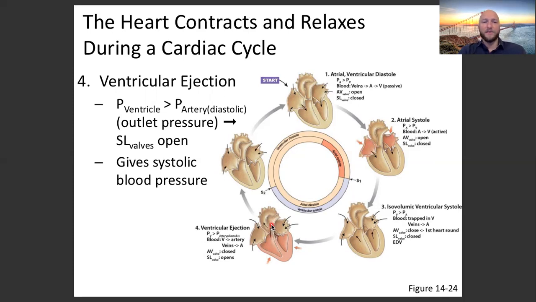The semilunar valve is going to open the moment the pressure in the ventricle is higher than the pressure in the artery. The moment the pressure gradient is favorable for blood to flow the direction we want it to flow, the semilunar valve is going to open, blood is going to flow from the ventricle into the artery. Semilunar valve opens. This gives us our systolic blood pressure. So we're going to be pumping up that artery, pushing blood into that artery at this moment. We still have closed AV valves because we have high pressure in our ventricle, low pressure in the atria. Pressure in the ventricle is higher than the pressure in the corresponding artery. We have the semilunar valves open. Blood is being pumped through the semilunar valve into the corresponding artery.